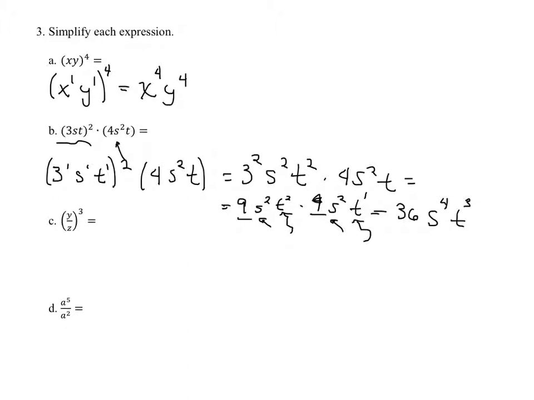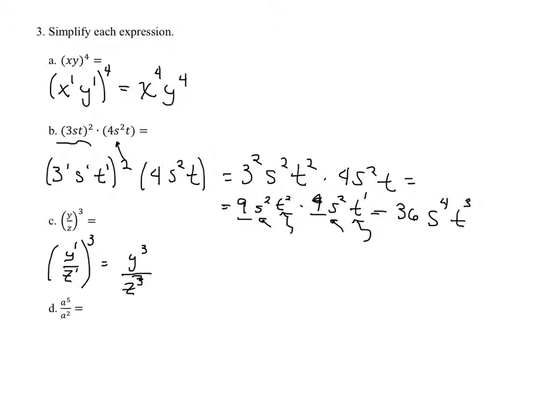C, what we're going to do, it's y over z. Both of these are raised to the first power, and I'm raising it to the 3rd, so I have to multiply my exponents. 3 times 1 is 3, 3 times 1 is 3, so I'm going to get y to the 3rd over z to the 3rd.